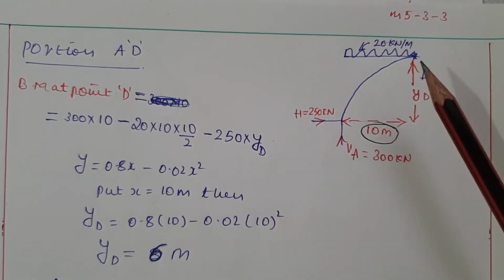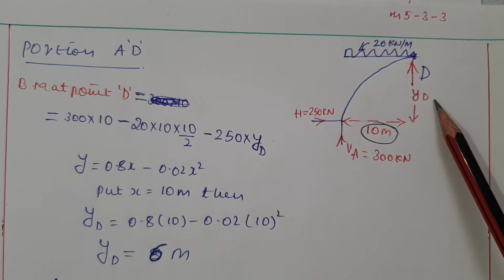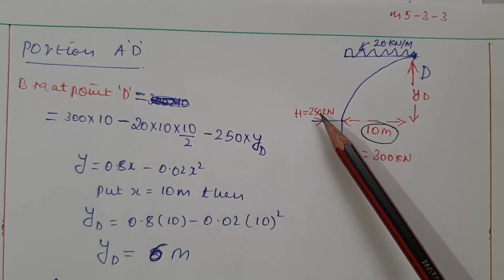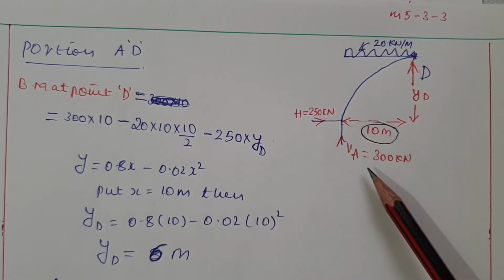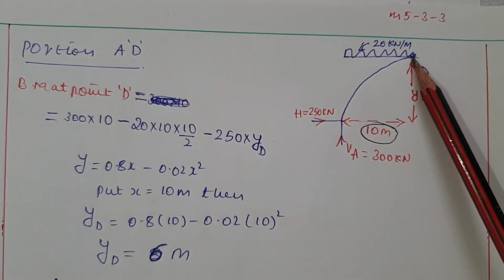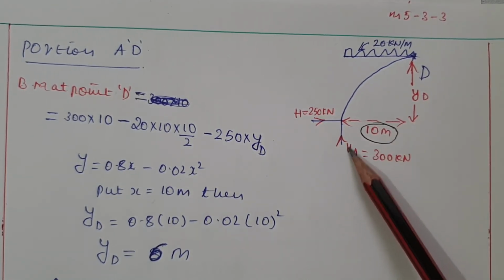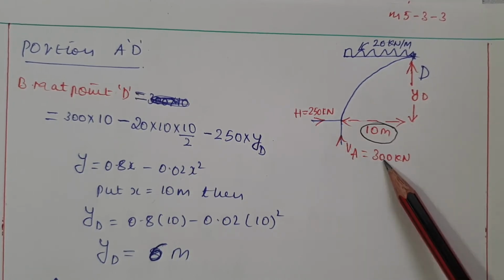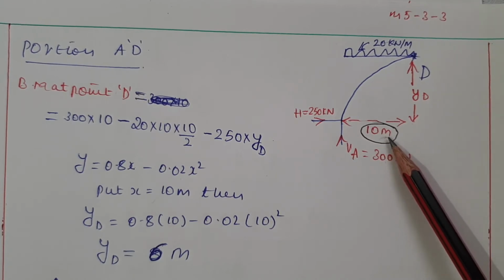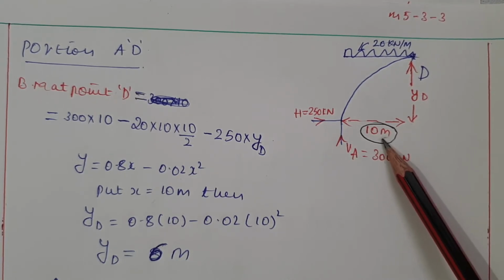So we have a UDL of 20 at a distance of 10 meter, and we don't know the vertical distance. I consider this one as YD. We know the horizontal thrust H is 250 kilonewton and the vertical force VA is 300 kilonewton. We have to calculate the bending moment at this point. Horizontal force gives negative bending moment, 250 multiplied by YD, and vertical force moving upwards gives positive bending moment, 300 multiplied by 10 meter. I told you why I considered 10: for a UDL at the center we will get the maximum bending moment.